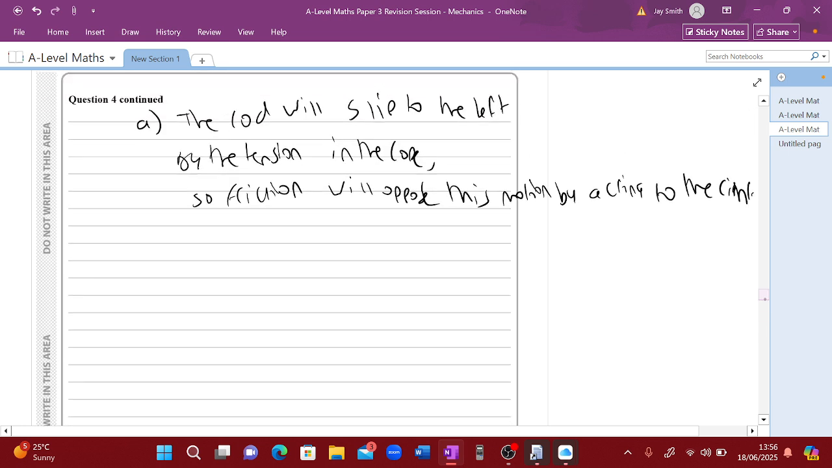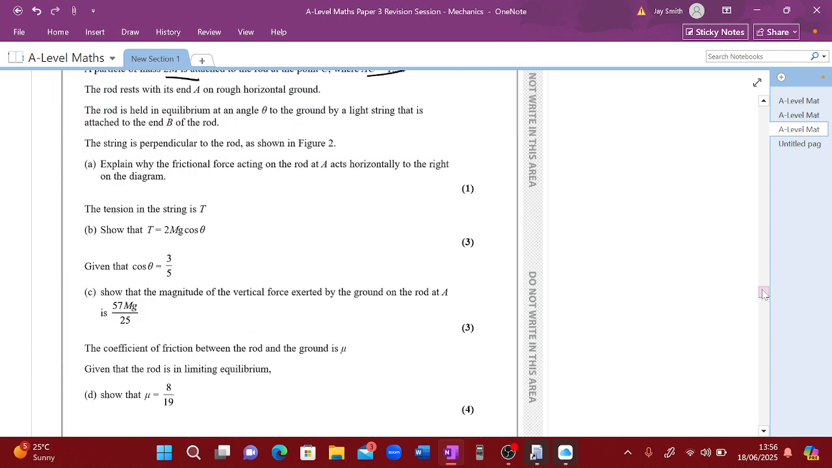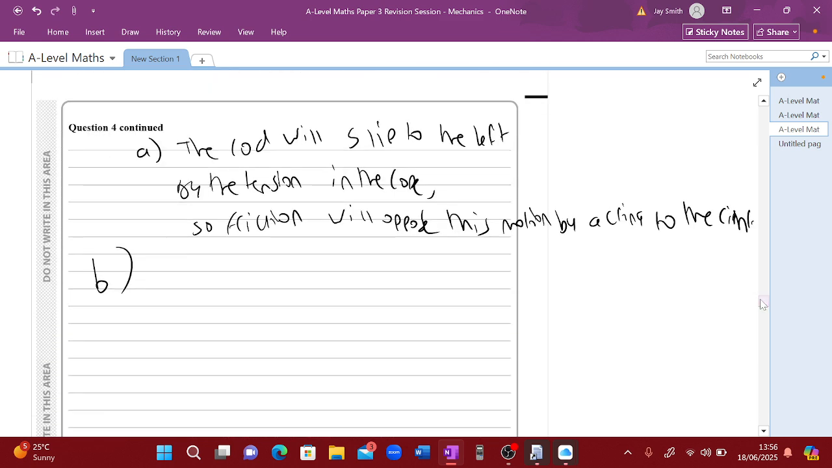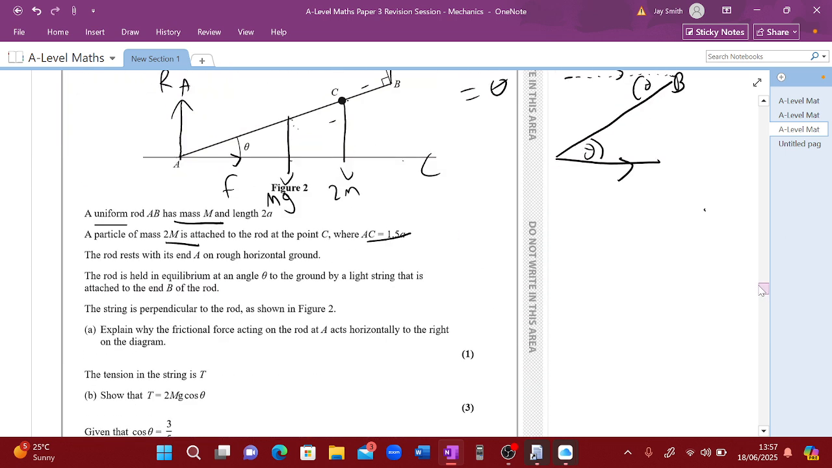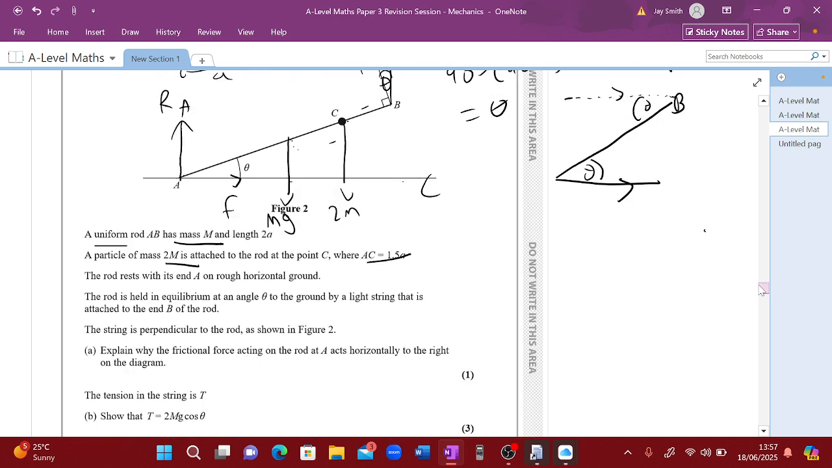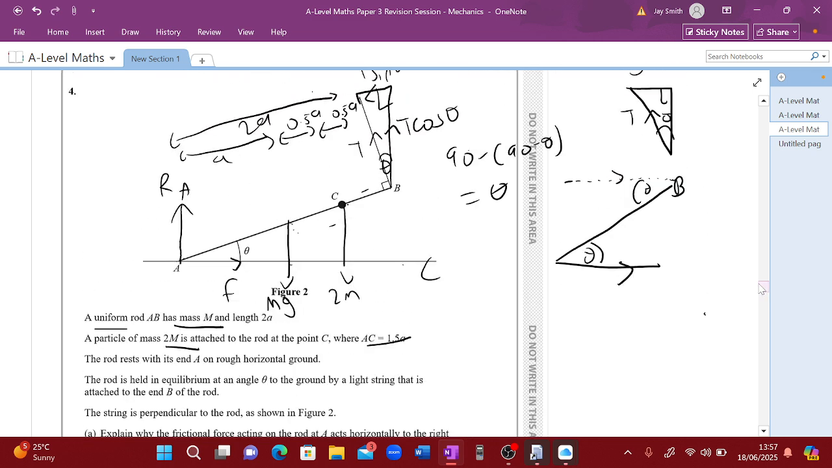Okay. Part B. The tension in the string is T. So now we need to solve. We need to get some equations. Firstly, we aren't given mu at the moment, the coefficient of friction. So the only thing we can do is resolve up and down, left and right. But also, there are going to be moments.